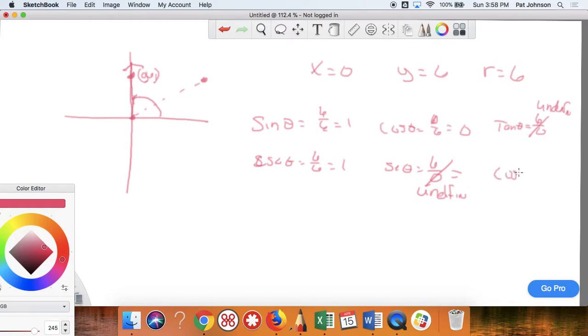But what about cotangent of theta? It's going to be 0 over 6, or 0. But remember, these two are undefined because you have 0 in the denominator. So when it's on a quadrant axis, whatever it is, this is going to be x, y, and y is also equal to r.